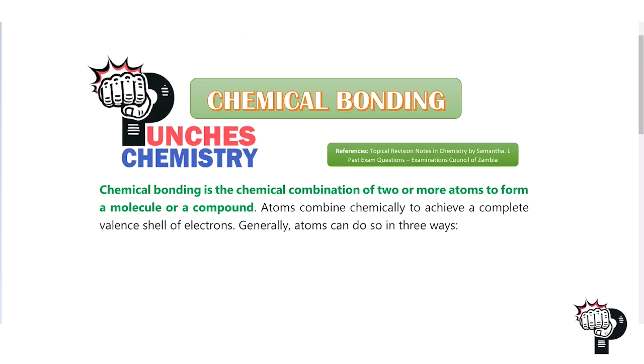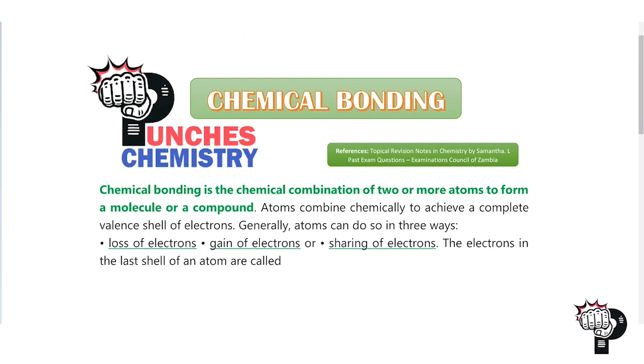In general, atoms can do so in three ways. 1. By losing of electrons, which is done by metal atoms. 2. By gain of electrons, which is done by non-metal atoms. Or by sharing of electrons, which is done by two or more non-metals. The electrons in the last shell of an atom are called valence electrons.